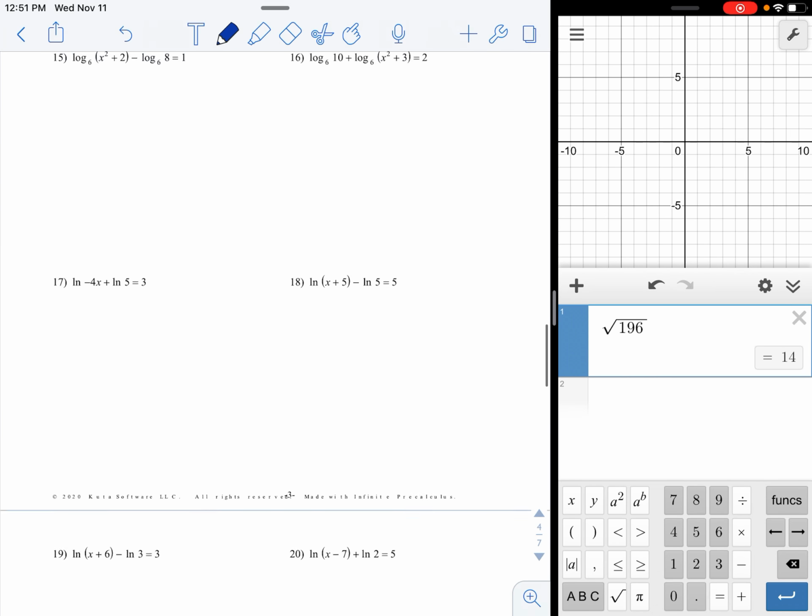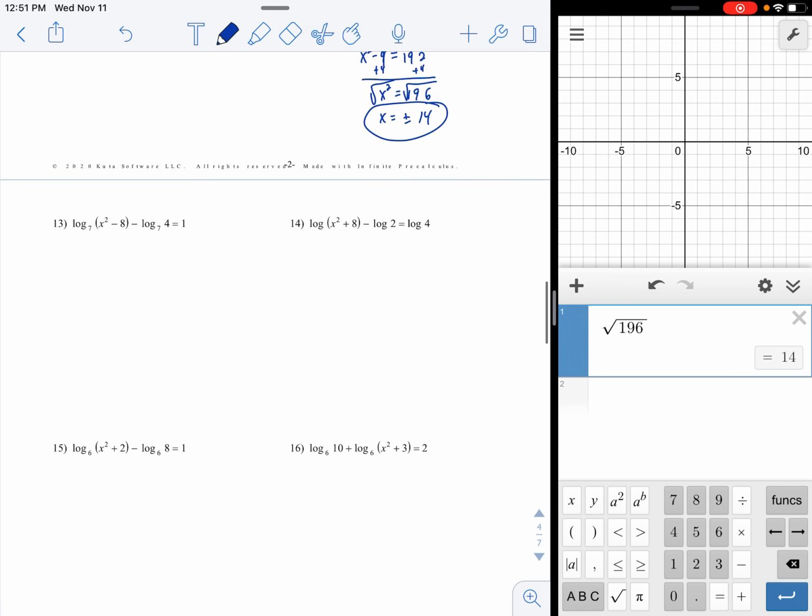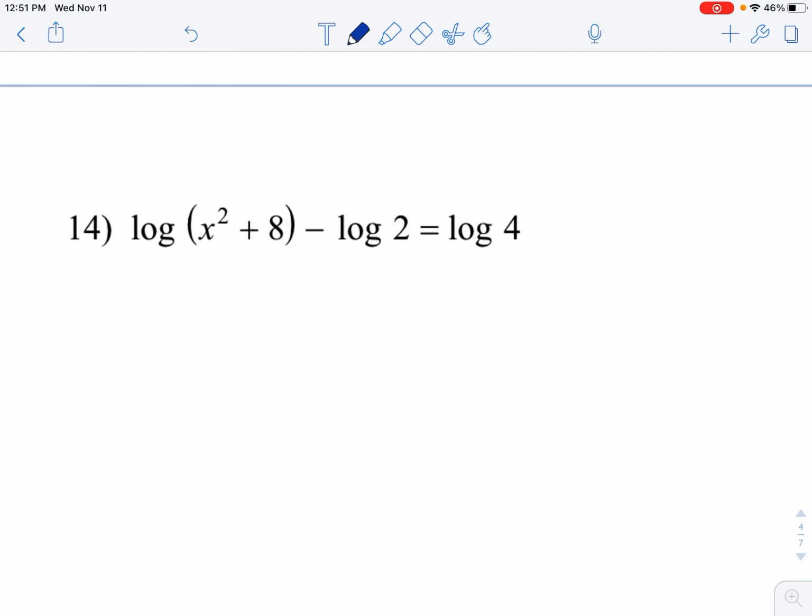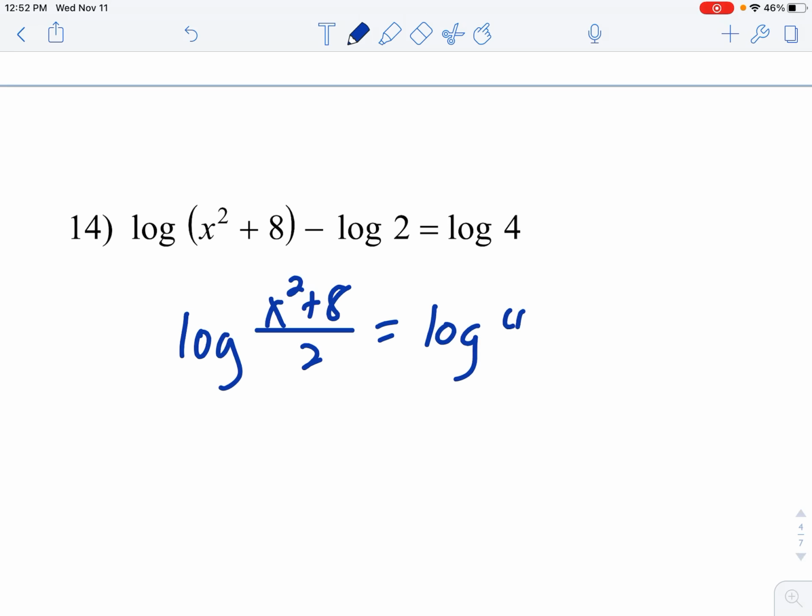All right, do I need to keep the calculator handy? I think all the rest of the numbers are small enough I can do them without. We'll see. Number 14, very similar. Minus means we make this into a quotient property. Log. By the way, quick review. If there's no base on a logarithm, what base is it? If you said base 10, you are correct. What's that called? If you said the common logarithm, you are correct.